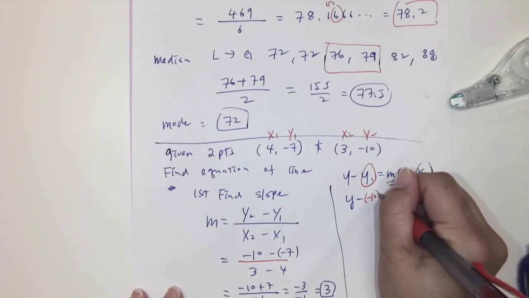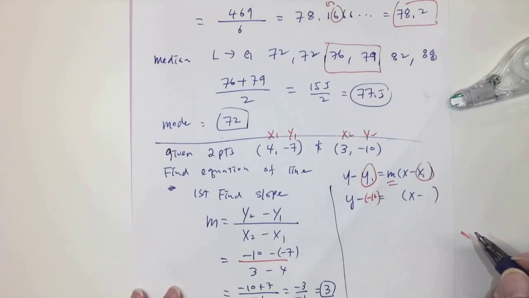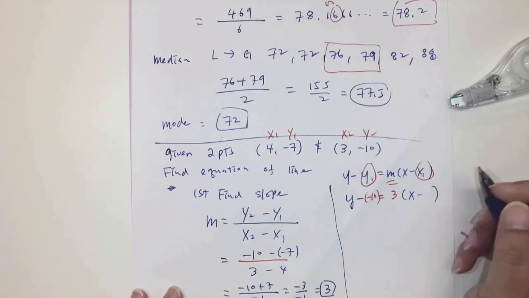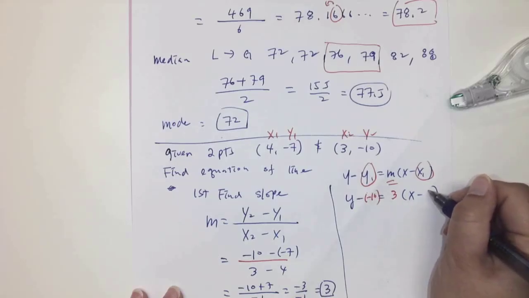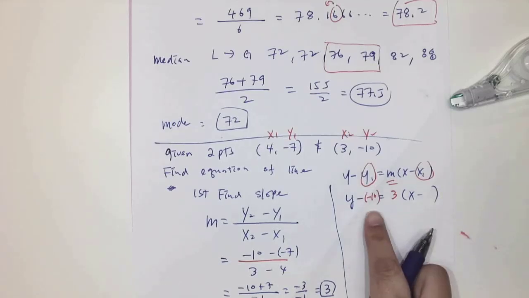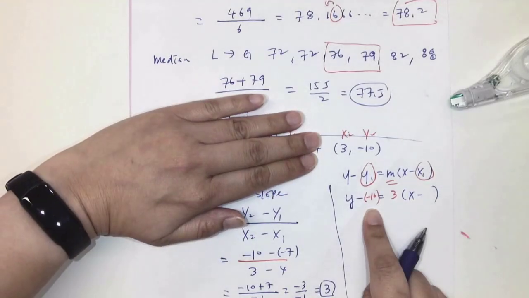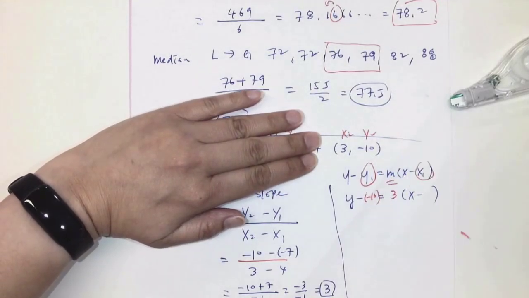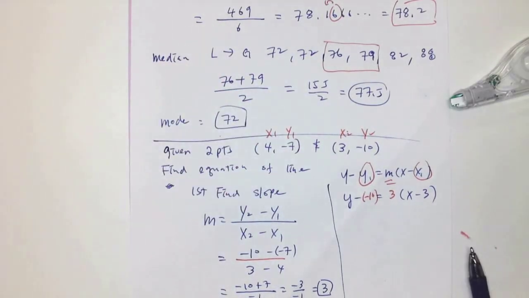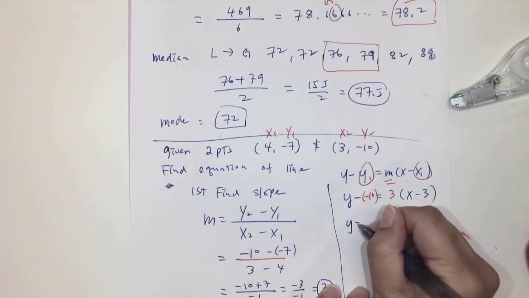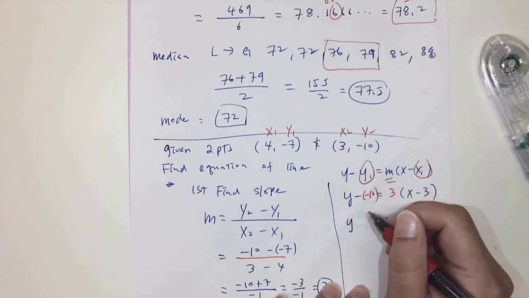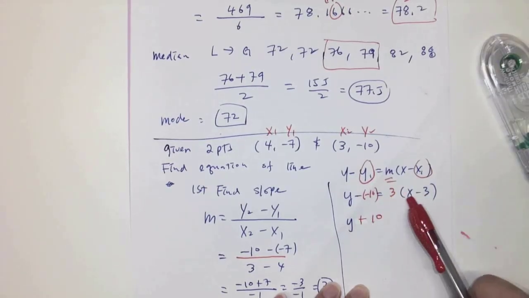Y minus negative 10, and then m is 3, x minus... You have to stick with the same point. You pick negative 10, yeah, you have to pick the same point. Okay, so you pick negative 10 and then 3. If you want to do this, it's okay, but it has to be the same point. Okay. All right, so this is y what? Negative times negative is positive 10. And then over here, what do I do?